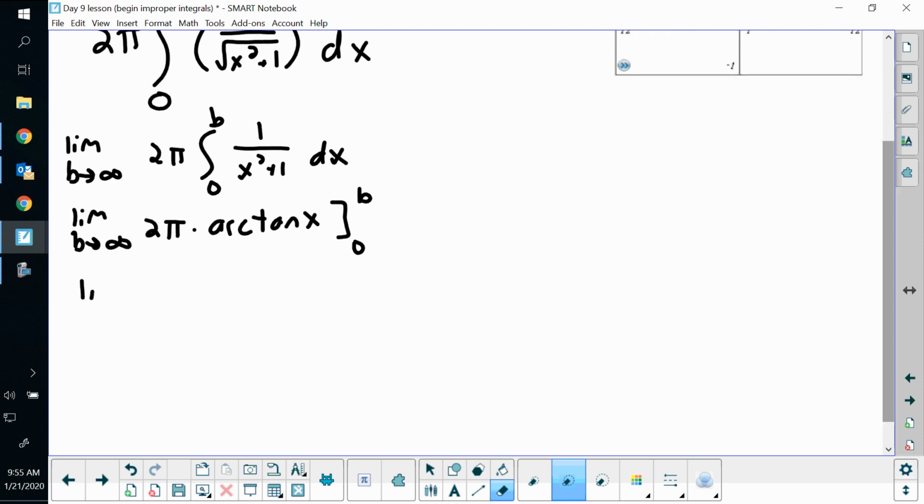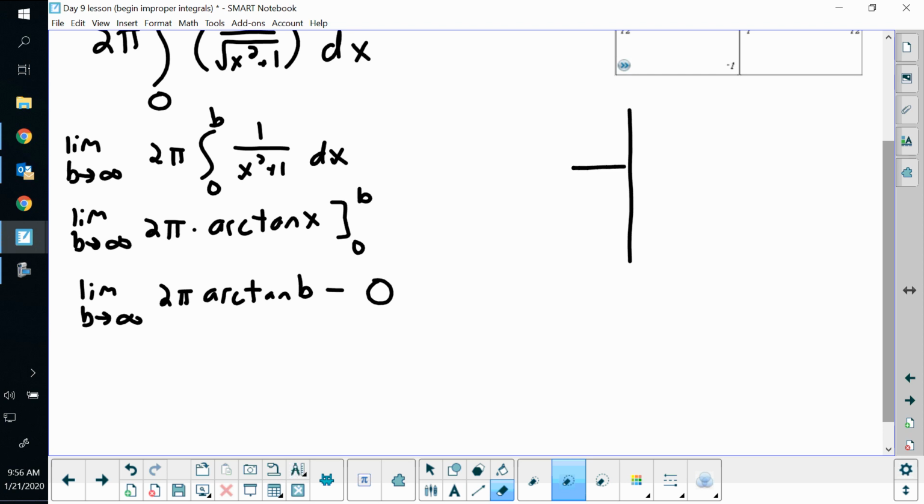So we'll sub in. We'll have 2 pi arctan of b minus 2 pi arctan of 0. The radian measure that will give us back a 0 for tan also happens to be 0, so that spot is just 0. So essentially, we've got to see what does arctan equal as the b value approaches infinity.